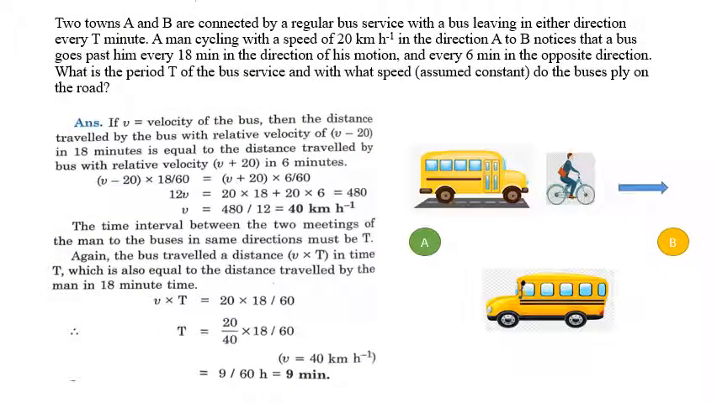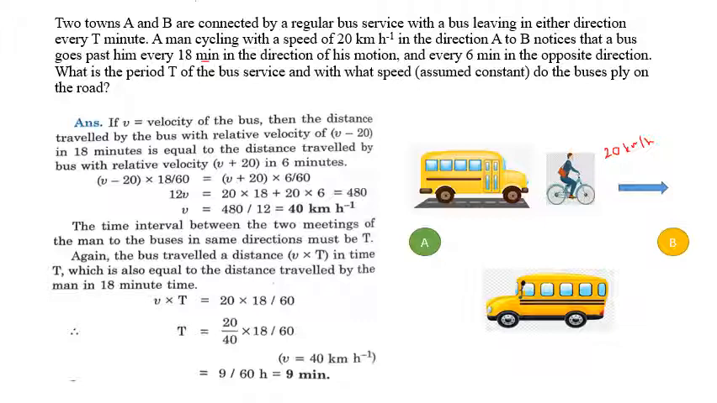This is your first question, students. Two towns A and B are connected by a regular bus service with the bus leaving in either direction every T minutes. A man is cycling with a speed of 20 km per hour in the direction from A to B. So what is the speed of this man? 20 km per hour. In the direction from town A to B, and he notices that a bus goes past him every 18 minutes in the direction of his motion.